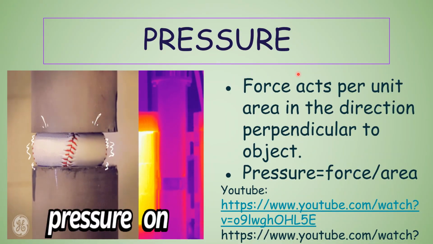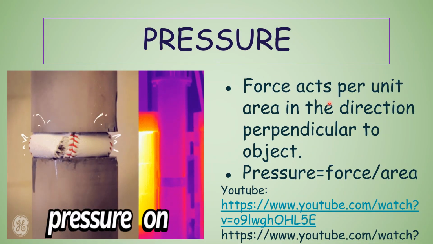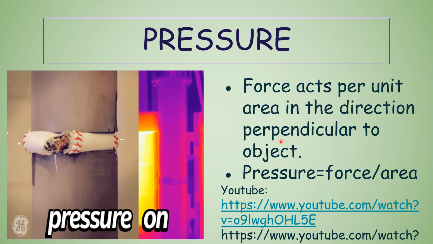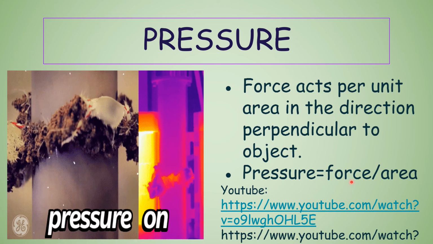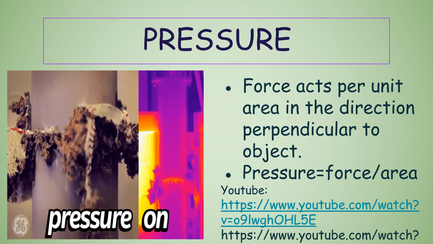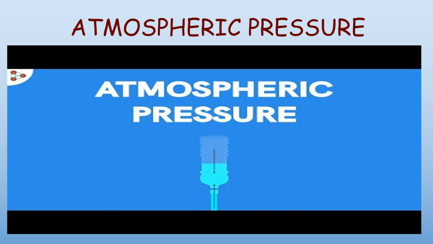So what is pressure? As we discussed earlier, pressure acts per unit area in the direction perpendicular to the object, and pressure can be calculated as force per area. So now coming to atmospheric pressure. Atmospheric pressure is nothing but the pressure exerted by the atmosphere. And what is the use of this atmospheric pressure? So what is this atmospheric pressure?